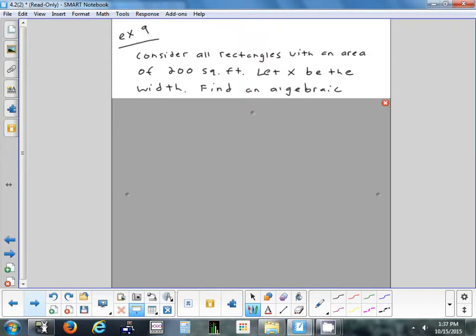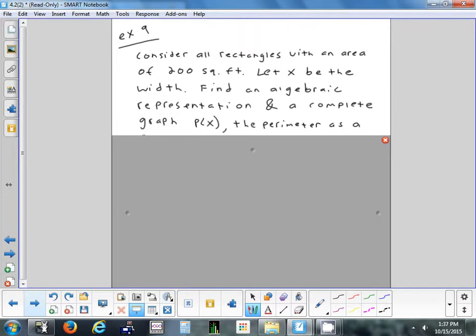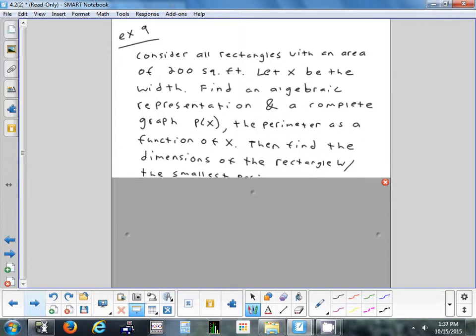All right, and let's take a look at our last problem. Okay, so we've done problems like this before. Rectangles with certain perimeters or areas. In this problem, I want you to consider all the different rectangles that have an area of 200. So that could be 10 by 20, could be 2 by 100, all of them. All the different rectangles that have area of 200. I want to find an equation that represents the perimeter as a function of x, where x is the width of the rectangle.